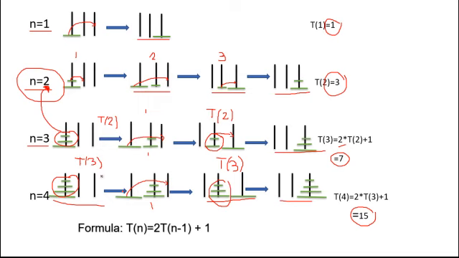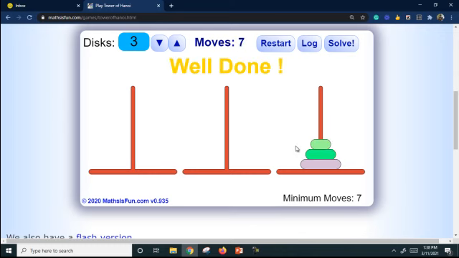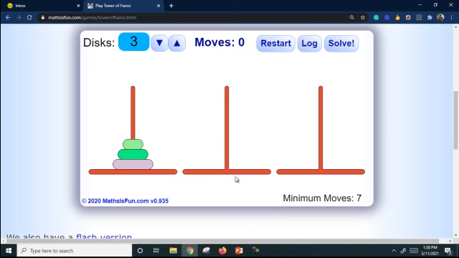So I will show you how to play using 3 disks and 4 disks. So now let's try to play this using 3 disks, and we have 7 moves only here. The minimum is 7 moves, so let's play. 3, 4, 5, 6, 7. Done.